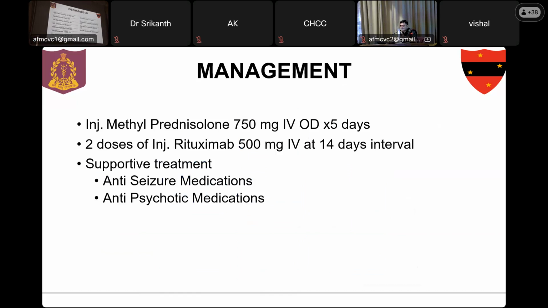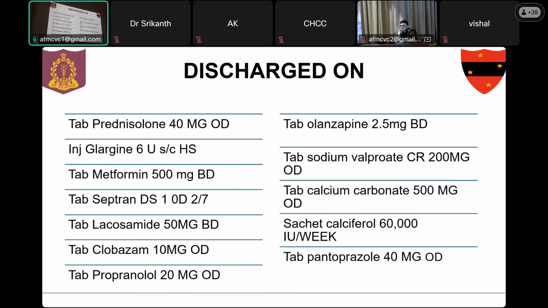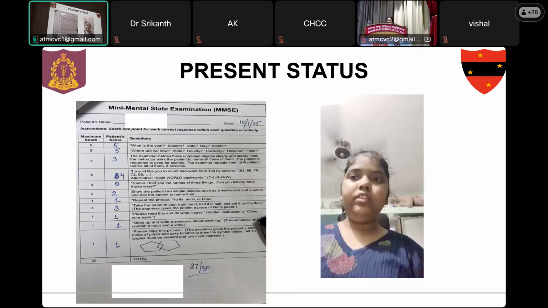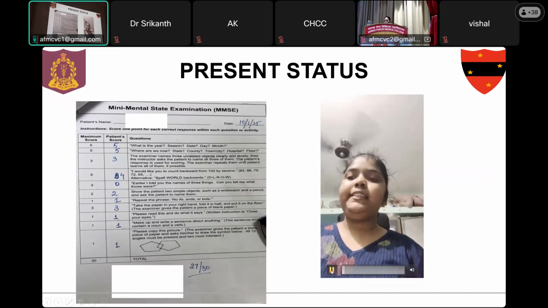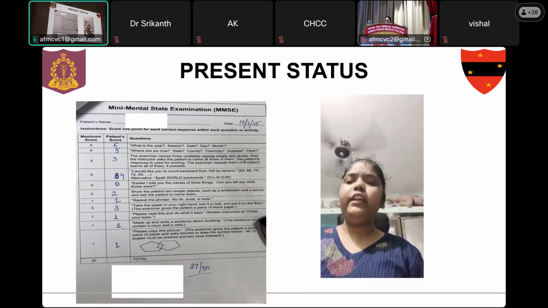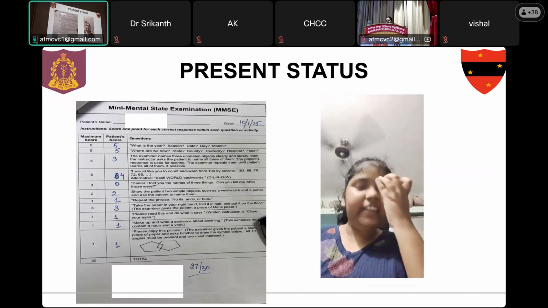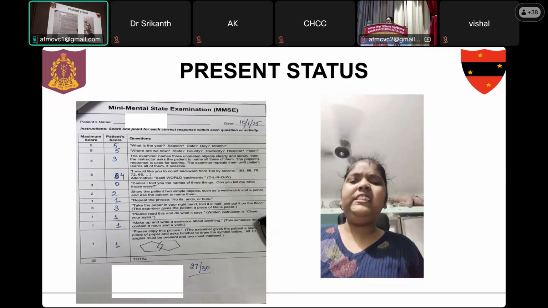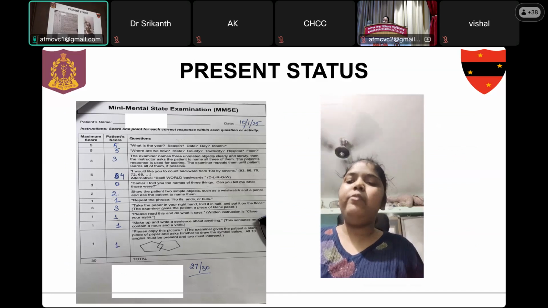Next. So she was discharged on steroids, the anti-seizure medications, and other management. Her present status is a mini mental state examination score of 27 by 30. Hi, my name is Zareen. I am currently studying in Nikos Public School. I am in 9th grade. I was recently diagnosed with a disease called autoimmune encephalitis. Her cognition has come back, but she still has some speech difficulties, and most of them will be left with some deficit or other.